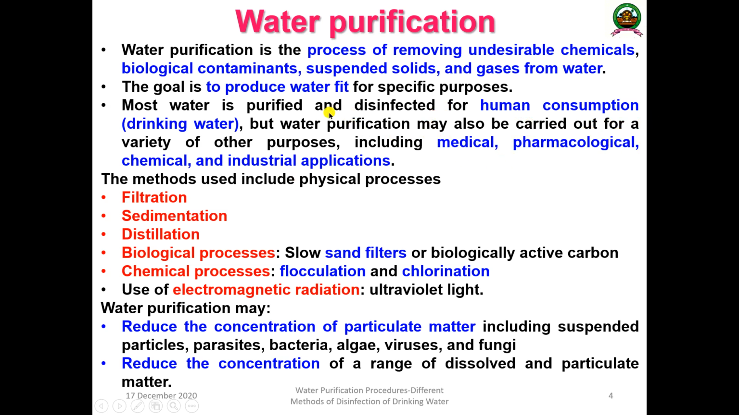That means water purification cannot be avoided at any of these stages and in any industry where water is required at an adequate level. The methods used to treat the water include physical processes such as filtration, sedimentation and distillation, in addition to biological processes such as slow sand filters or biologically active carbon. Chemical processes can also be used, such as flocculation and chlorination.